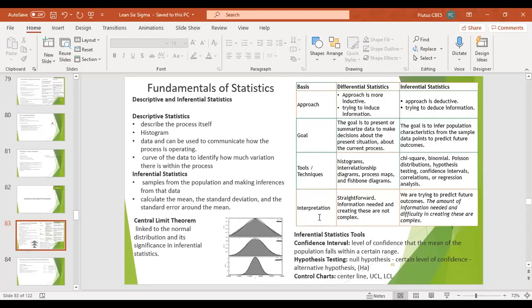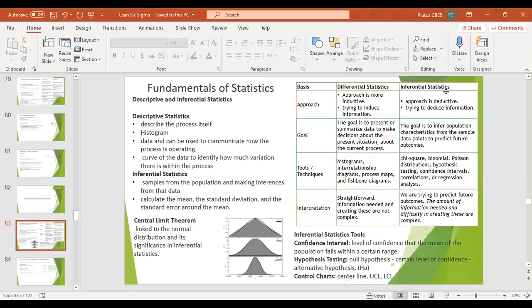So interpretation: how are we going to interpret from descriptive and inferential? This interpretation is straightforward. For example, if my charge is increasing, I can say that my charge is increasing. That's all. The information needed and created is not complex. Descriptive is going to tell you the number available for that particular month. For example, my charge is 250k, that's all. It is not going to give me any other inferences.